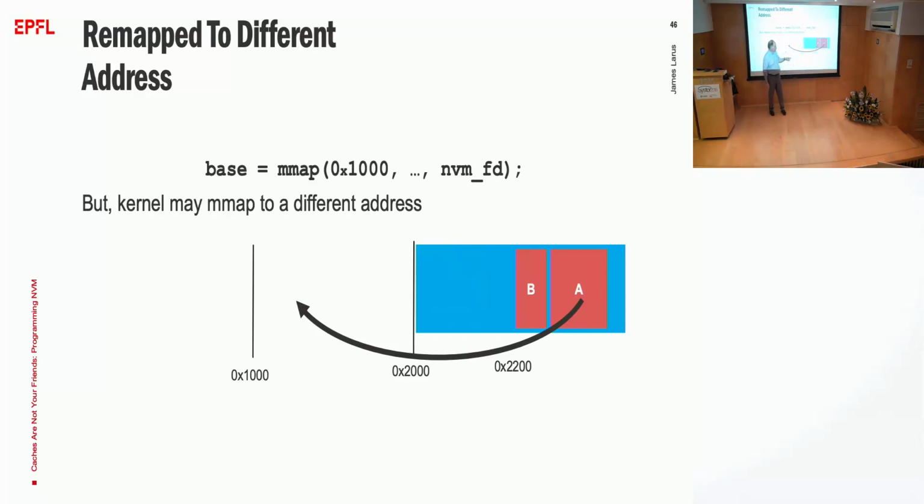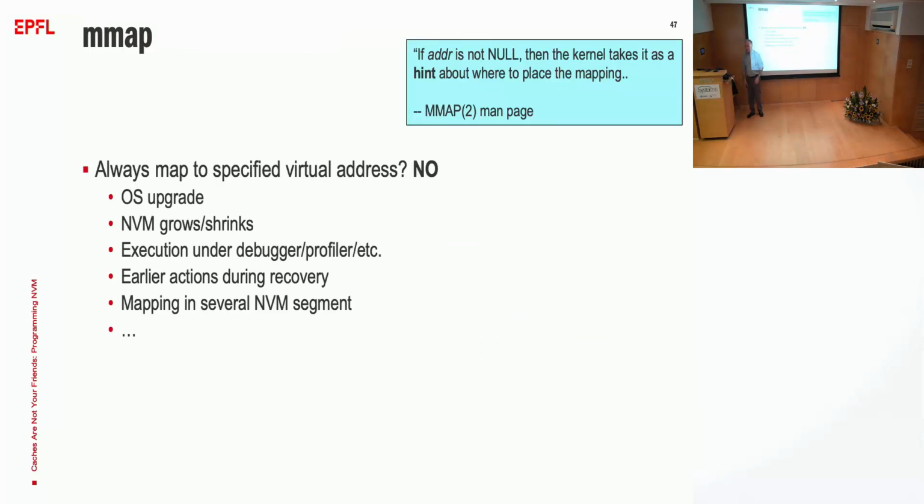It points back to where it used to go, and this object B is now at a different location. This is perfectly valid behavior. If you look at the mmap man page, it basically says if the first argument, address, is not null, then the kernel takes it as a hint as to where to place it. So do you have to follow it? Nope. There are a lot of things that could happen.